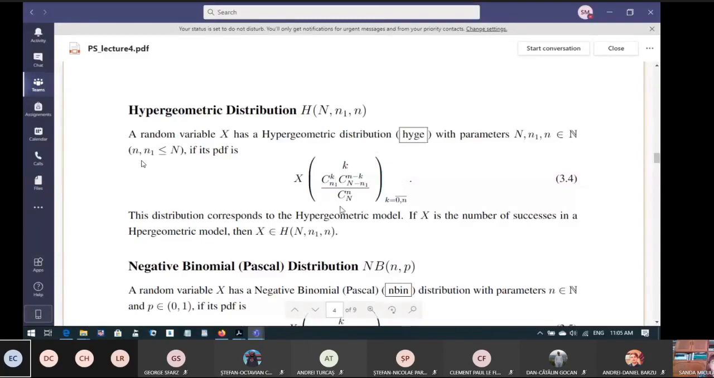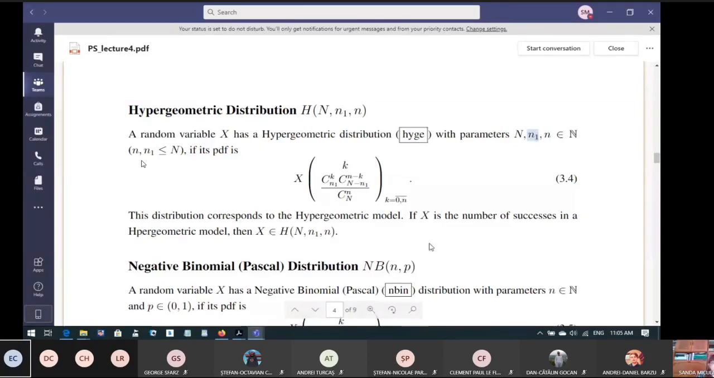Hypergeometric distribution, MATLAB name hyge, 3 parameters, capital N, N1, and n, all of them natural numbers, has this PDF, and again, comes from the corresponding model. So in a hypergeometric model, let's remember, there were N objects, N1 of which were, let's say, successes. They had a certain property, a certain trait. n are selected without replacement, and then we're interested in the probability that k of those n are successes. So k of those n come from those N1 objects at the beginning.